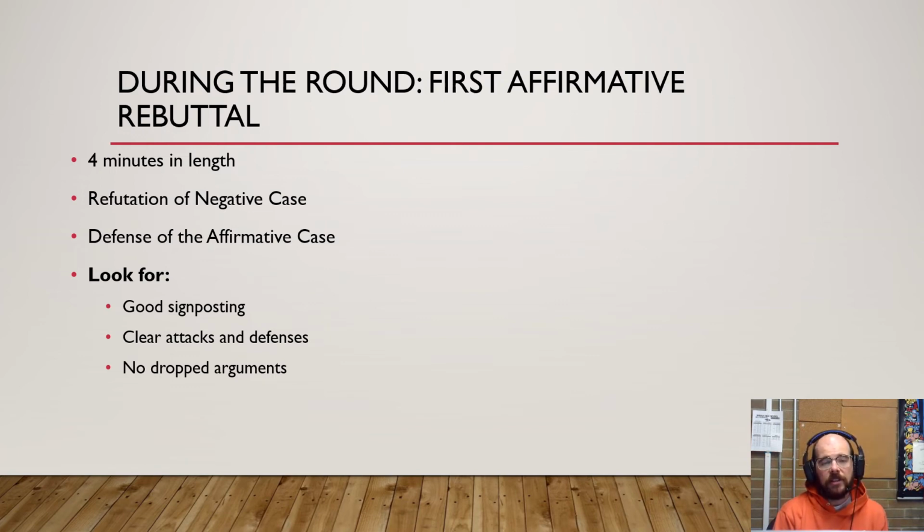While debaters are delivering the first affirmative rebuttal, you should be watching for good signposting. They should be telling you where they're at in the flow to help you follow along with the debate. There should be both clear attacks and also clear and strong defenses of arguments. You're going to want to watch for dropped arguments or things that are uncovered or undercovered in their refutation.